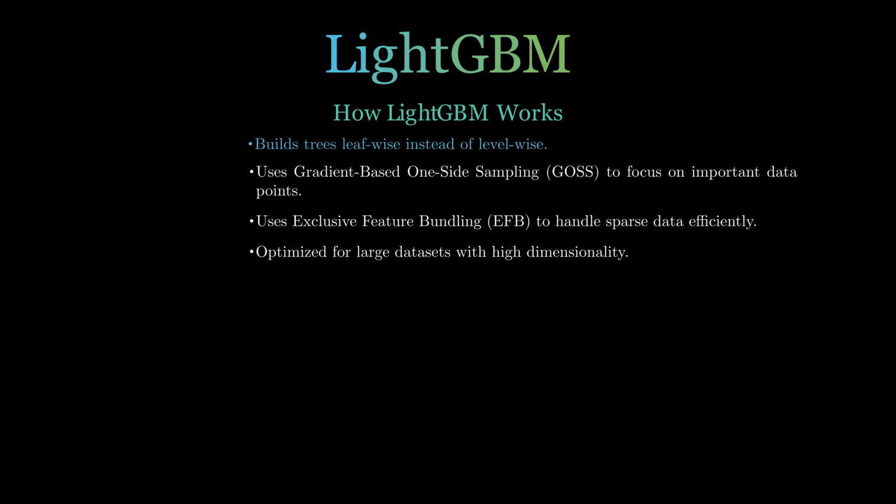LightGBM builds trees leaf-wise, which means it grows the tree by splitting the leaf with the maximum loss reduction. This leads to faster convergence but may cause overfitting if not controlled.